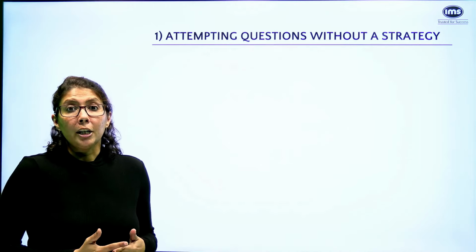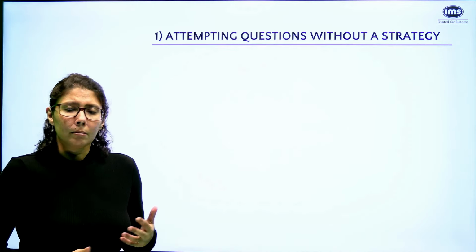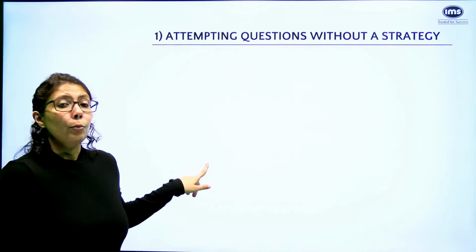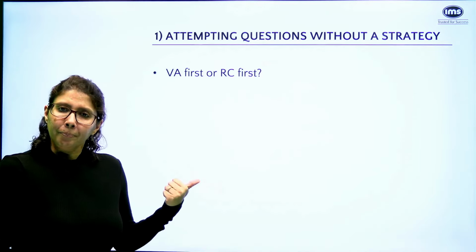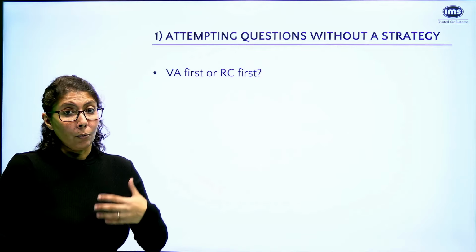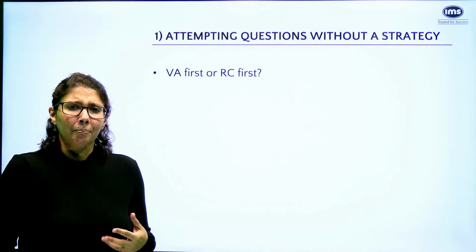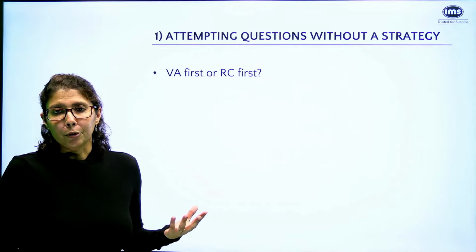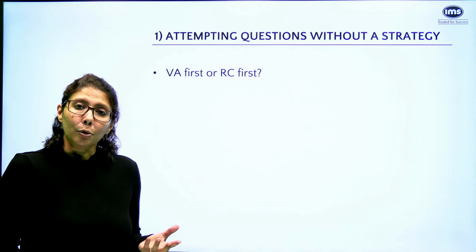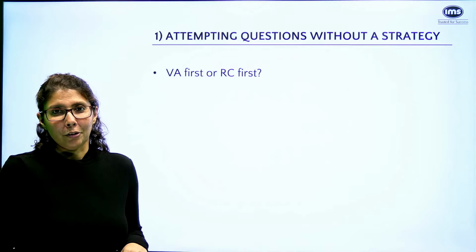Now, I'm not saying that you need to have a rigid strategy. It does need to be a little dynamic, but it has to be there. So what are some of the things you need to think about? Should I attempt VA first or RC first? Now, in case you're wondering whether I have an answer to this question, not really. It is whatever works for you. And we have another video related to CAT VARC strategy that you can take a look at in case you're not very clear about this point.